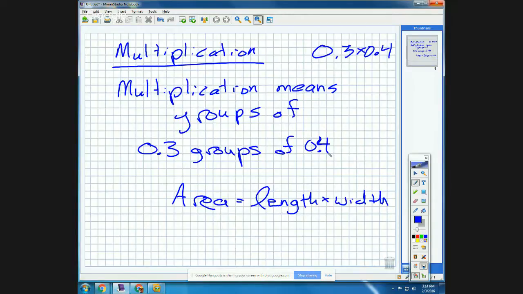And so we have to try to draw a picture of that. So we'll do that in just a second. The other way to view it is that we're doing an area, and these two end up being pretty much the same thing, where we have a length of 3 tenths and a width of 4 tenths. So we'll do a quick single-digit one, then we'll try a double-digit problem. So, page, grid.